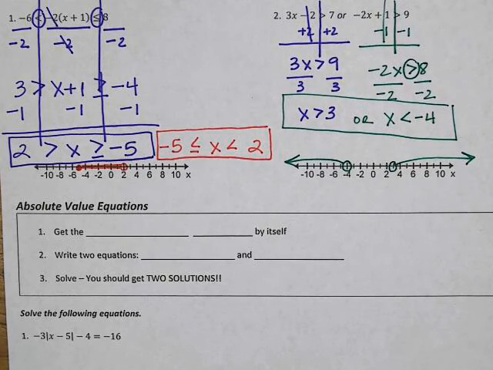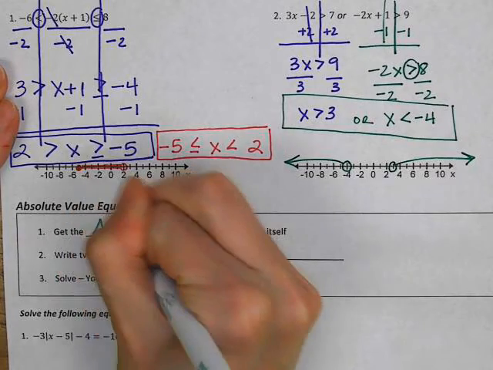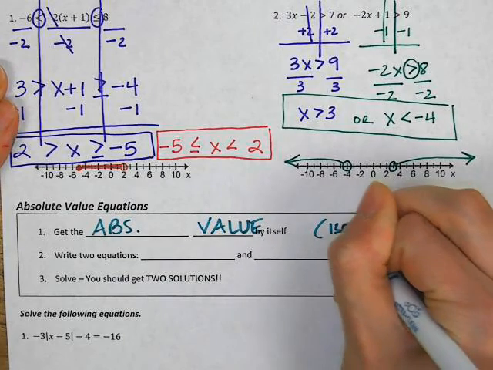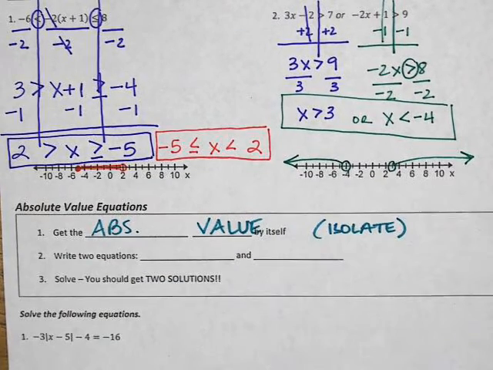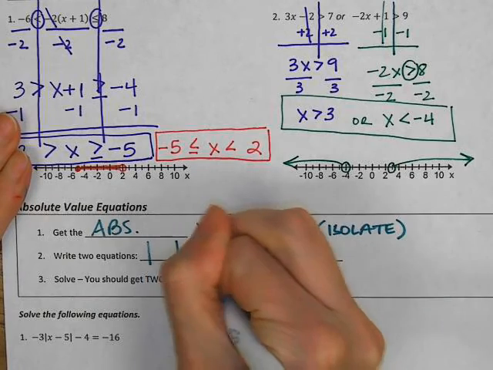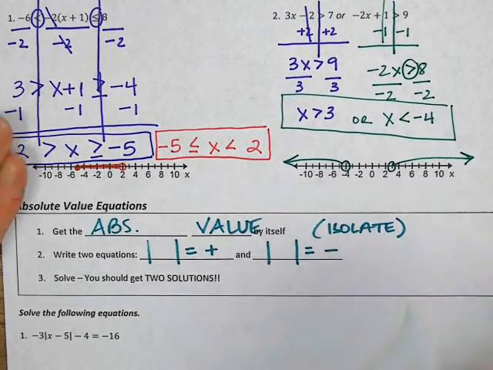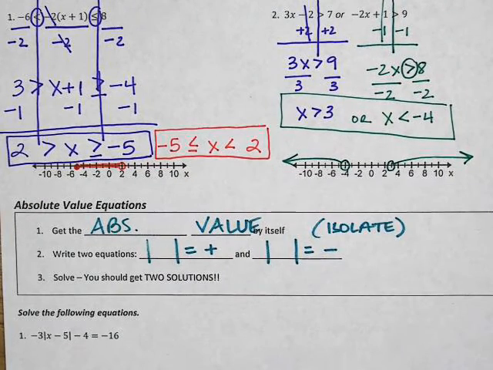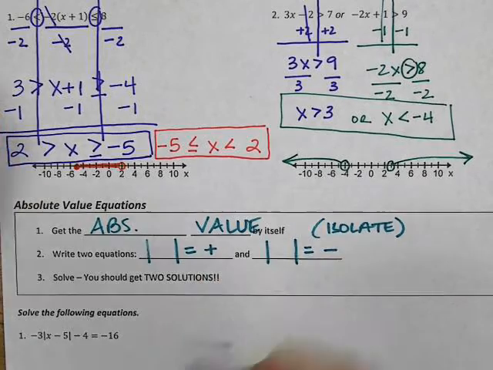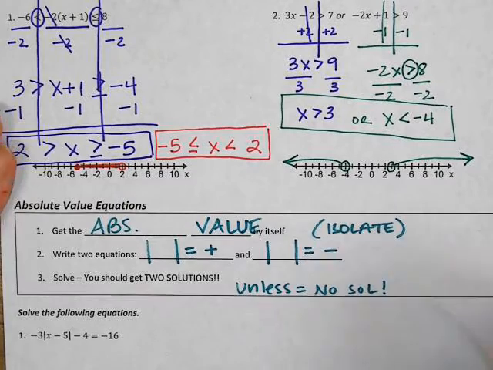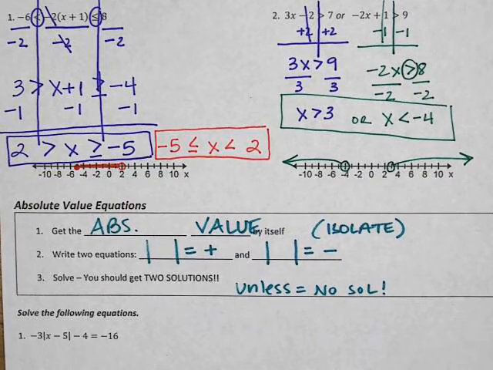Always isolate first. So get the absolute value by itself. I always call that isolate. And then once you have it isolated, you write your two equations. You have the absolute value equal to the positive number, and you have the absolute value set equal to the negative version. And remember, you should always get two solutions unless there's no solution. So we'll try to do one of each of those.